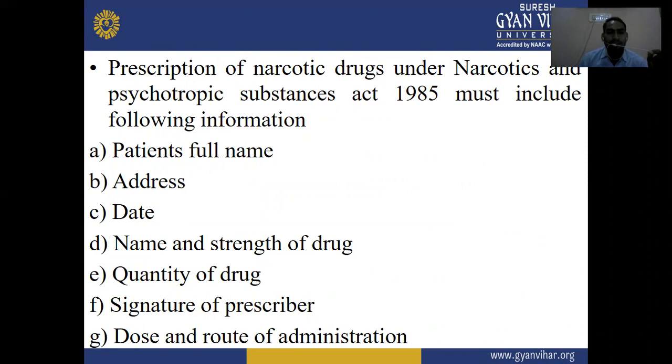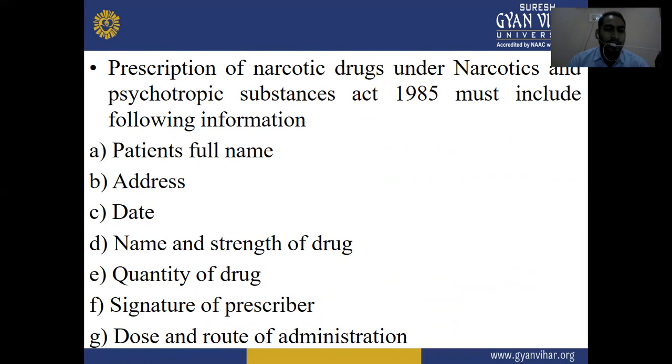Prescription of narcotic drugs under the Narcotic and Psychotropic Substance Act 1985 must include the following information: patient full name, patient address, date, patient date of birth, name and strength of drugs, quantity of drugs, signature of prescriber, and dose and route of administration.